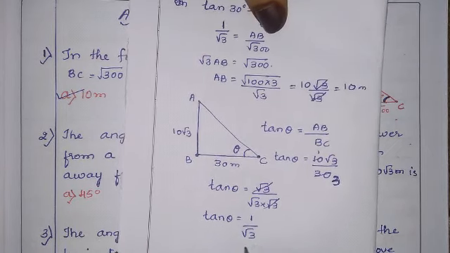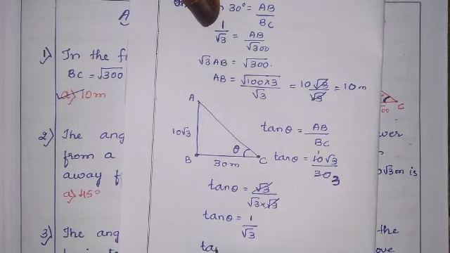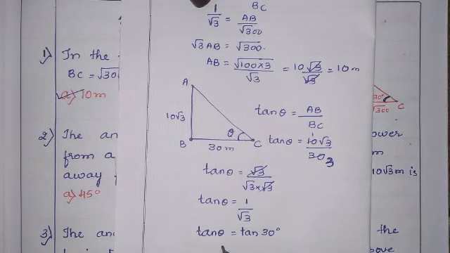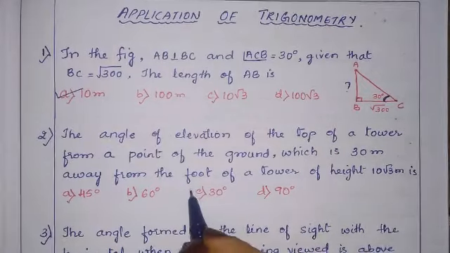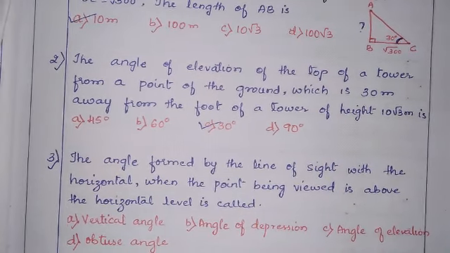In the tan table, 1 upon root 3 comes for what? 1 upon root 3 is nothing but tan 30 degrees. So theta is 30 degrees. So the correct option is C, 30 degrees. This type of questions they ask in the examination. Let us see the third question.